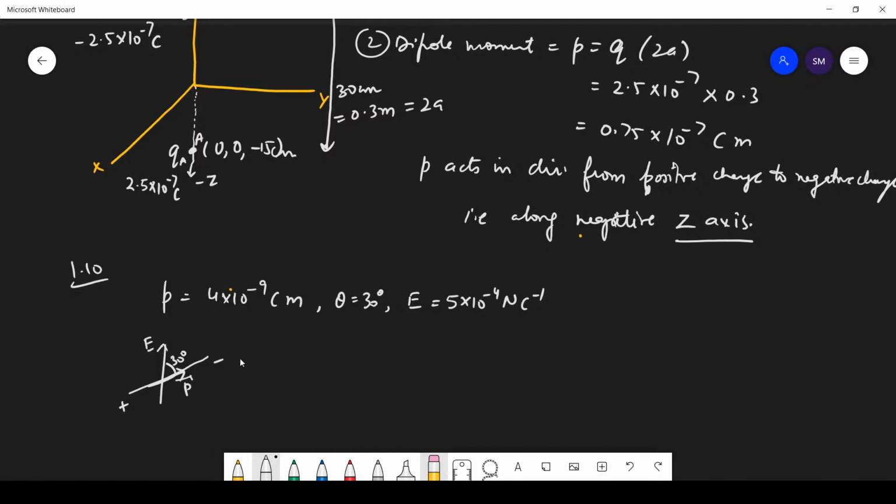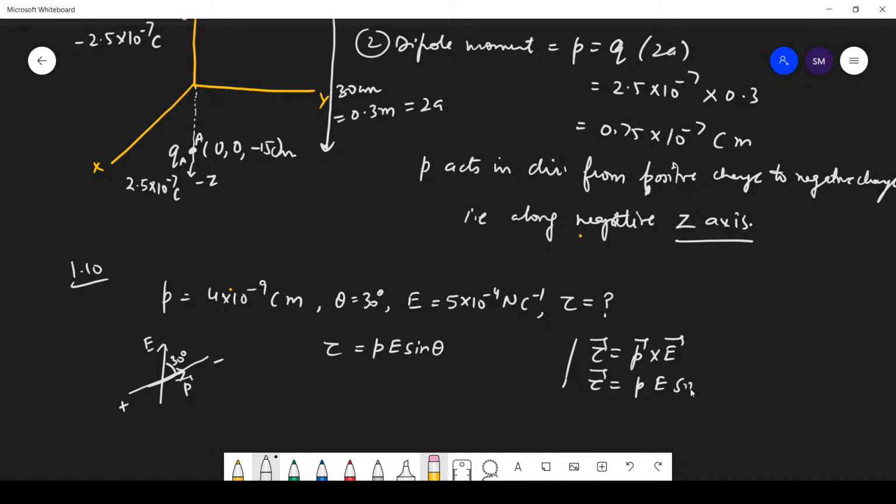Now we have to calculate the magnitude of the torque acting on the dipole. So the torque, we know, is equal to, we only need to find the magnitude of the torque. The magnitude of the torque will be given by P E sine theta, because torque is equal to P cross E, so the magnitude will be P E sine theta.